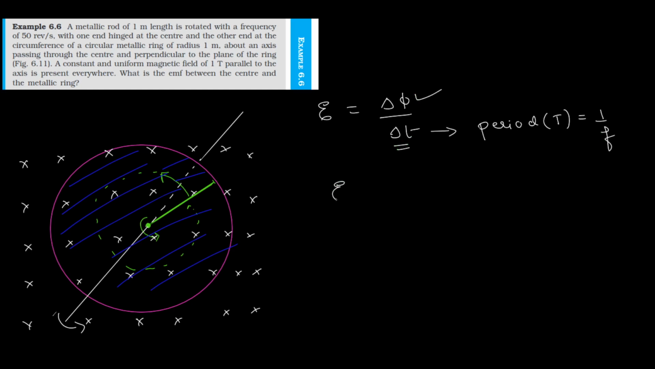Let's see. So induced EMF is going to be equal to the change of flux. Change of flux will actually be the magnetic field into area. That's all. The area of the circle into the magnetic field, divided by 1 by frequency. This will be your answer, right? So let's simplify this. How much is the magnetic field?